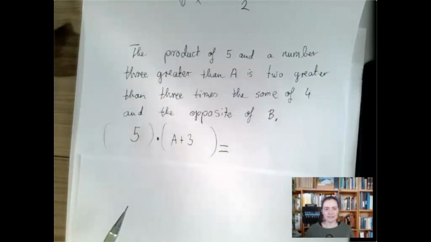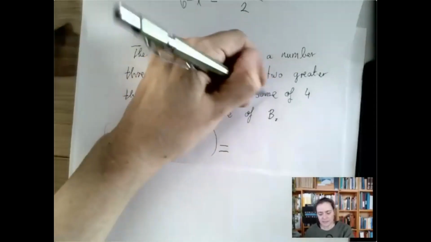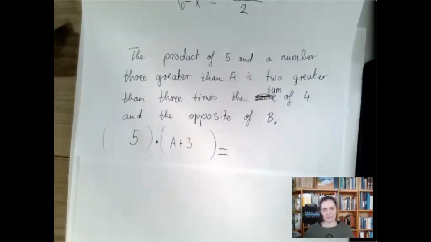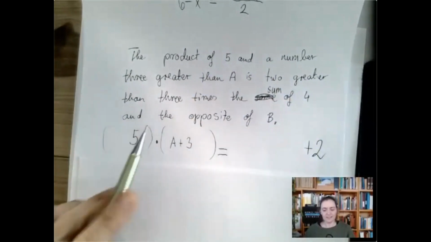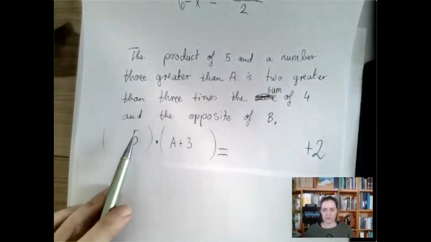All right. What about the other side? 3 times... Oh, this is crazy. So the right-hand side was bad. I think it's 2 greater than 3 times the sum of 4 and the opposite of b. Okay, so the first thing that you see is 2 greater than. That's how you get 2 greater than a number. And then what's that thing? 3 times the sum of 4 and the opposite of b. That's not that bad. You can do that.